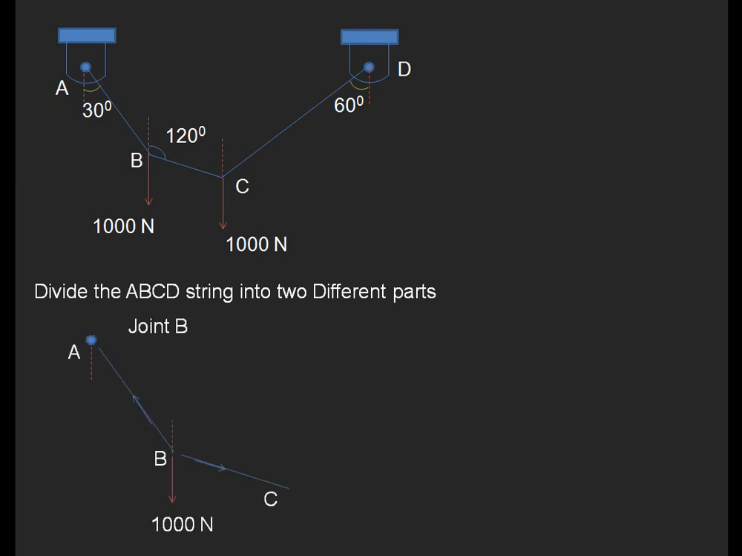So now joint B, this is the representation, and this arrow mark represents how the tension acts. If the load acts in the downward direction, the tension will be in the upward direction like this. Now, the other joints are given to these AB and CD strings. In this condition, certain angle values are already given. With this vertical line, the AB string is making an angle of 30 degrees, and the BC string is making an angle of 120 degrees with this load line, the vertical line.